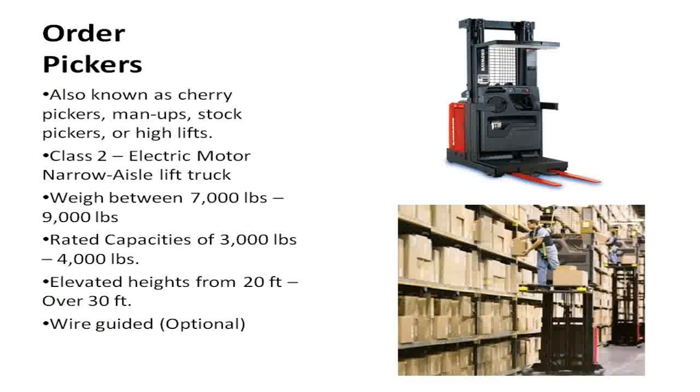They weigh as much as three cars. They elevate the operator over 20 feet in the air, and they could be carrying an additional 3,000 to 4,000 pounds of additional weight. So I think you can see why in the hands of the wrong individual, this can be a very dangerous situation. Some order pickers can also be used on a wire guidance system, which I will talk about a little bit further on in the presentation.